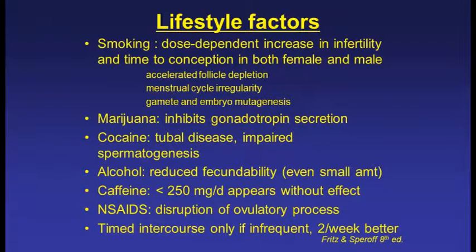Marijuana does inhibit gonadotropin secretion, so it actually causes a kind of hypothalamic dysfunction. Clearly, cocaine is bad. Don't do cocaine. Alcohol actually does decrease fecundability, which is interesting, but it really does. So I generally tell patients they shouldn't be binge drinking, and that's the general consensus. They can have a glass of wine at night. That's commonplace in Europe, and their fertility rates are the exact same as ours.